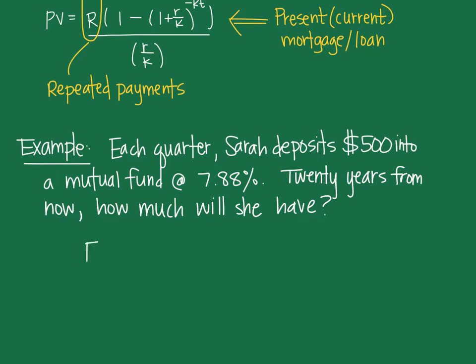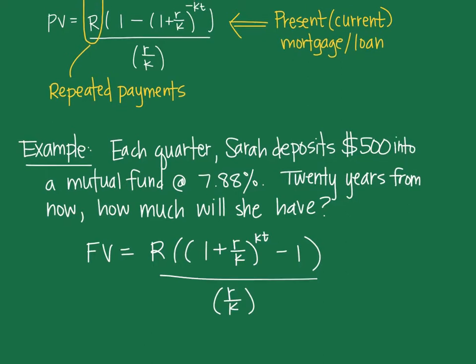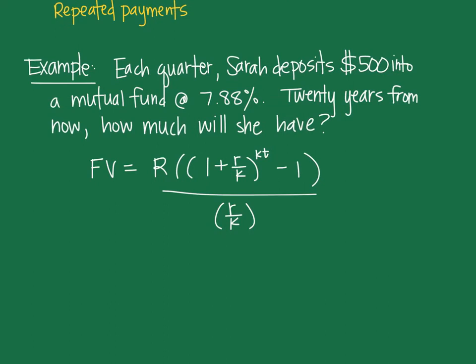So the equation we want is FV equals R, double parentheses, 1 plus r over k, to the kt. The minus 1 comes at the end where you close it out with a parenthesis, and then over the fraction r over k in parentheses. And so we're just going to drop the different numbers in. So we know that the repeated payment that Sarah is making is $500. So that's my R value. I'll have a double set of parentheses.